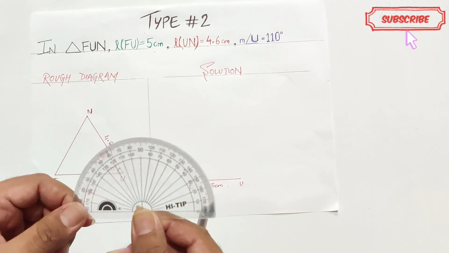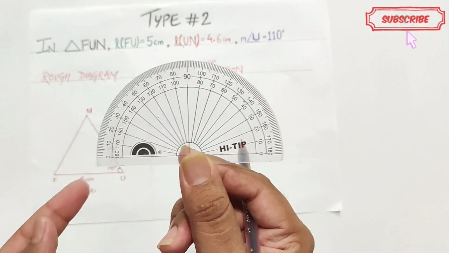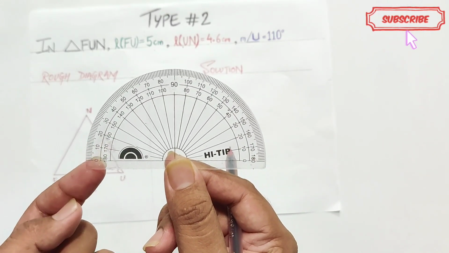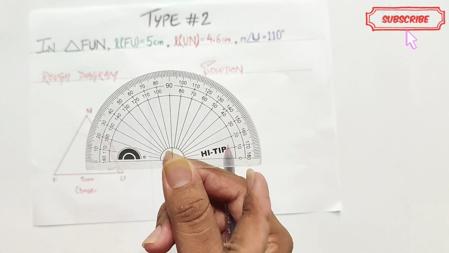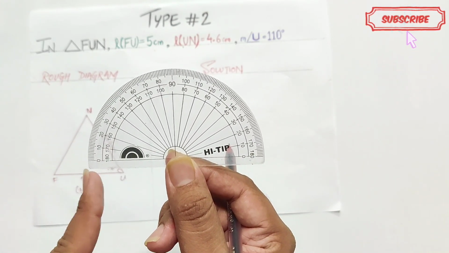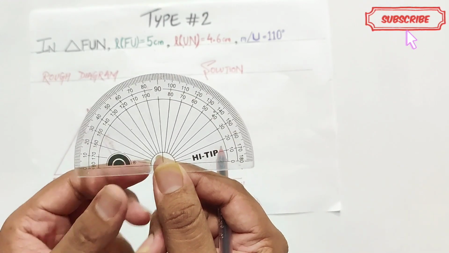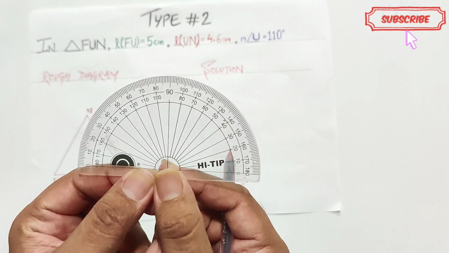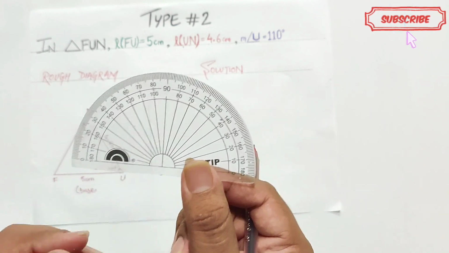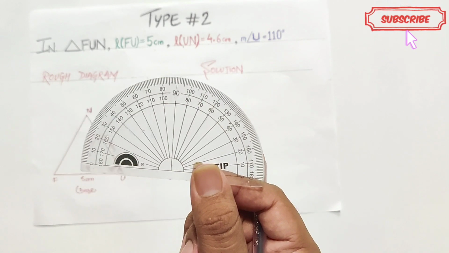But before that, let's do a quick revision of how to use this tool. As you can see, the zero starts from both the ends, from this side as well as from this side. Now if you see, the zero from here is starting from the outside and here it is inside. Now whenever you use this tool, you first need to focus on which side the other end of the line is coming. I will show you.